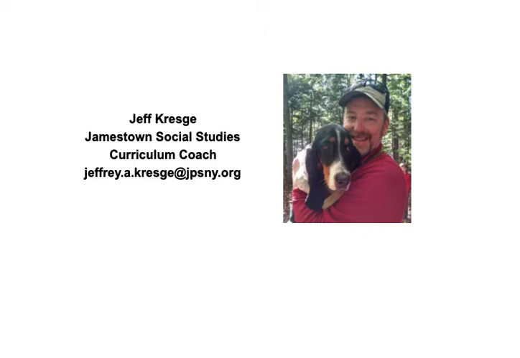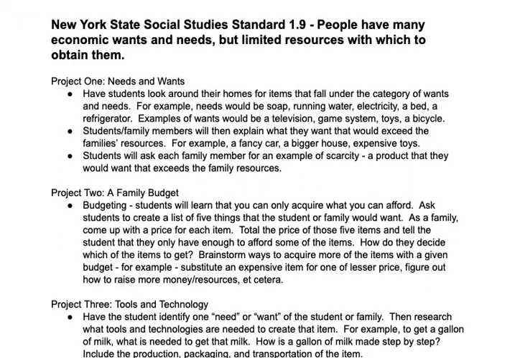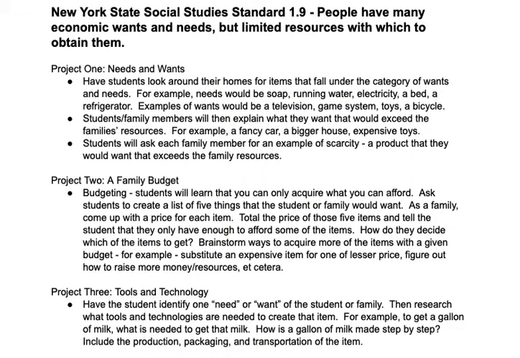I'm the Jamestown Social Studies Curriculum Coach, and what we're going to talk about in this video is the first grade assignment for May. It is standard 1.9 for social studies. In social studies, New York State standard 1.9 is that people will have many economic needs and wants, but limited resources with which to obtain them.